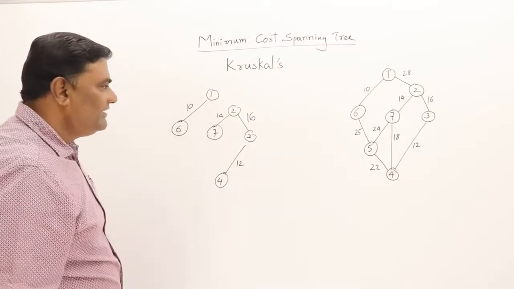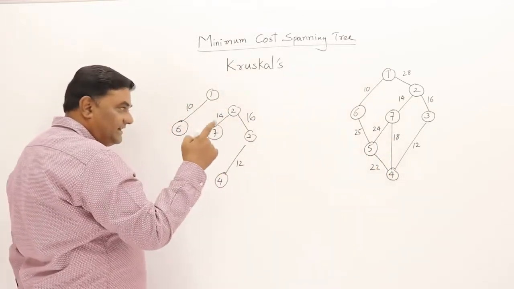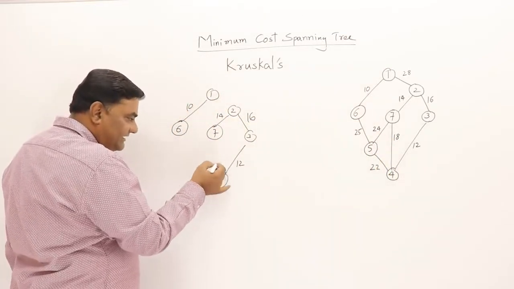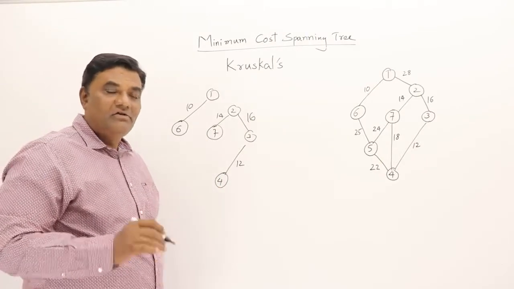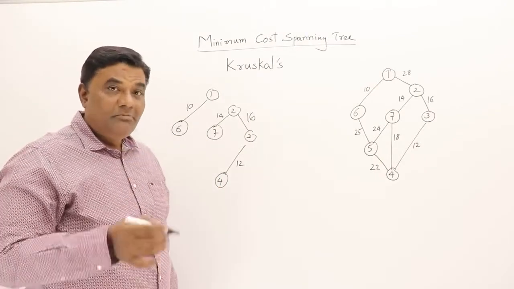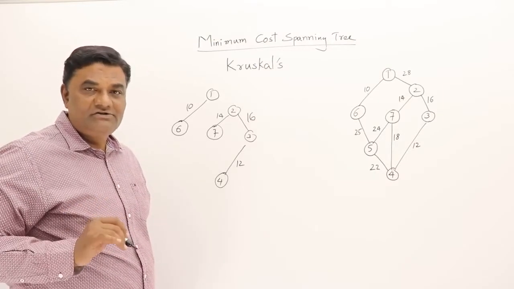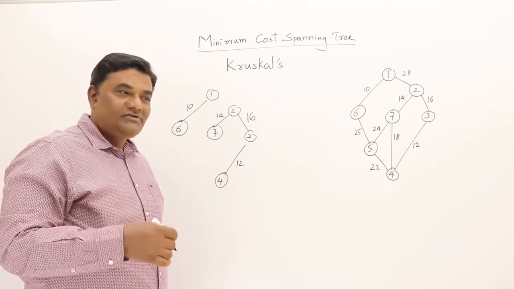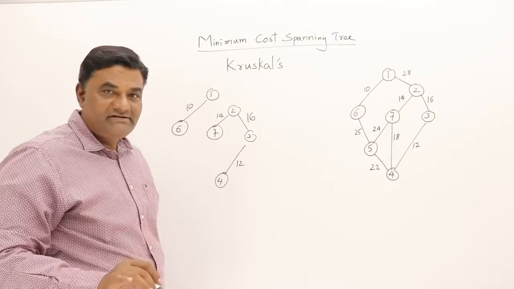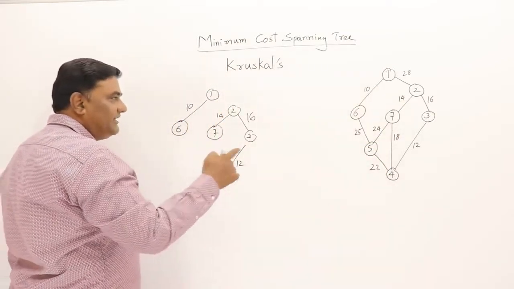And after this, the next minimum edge is 7 to 4, but that is 18. If I select that, it will form a cycle. Kruskal's method says that always select a minimum cost edge, but if it is forming a cycle, don't include it in the solution. Discard that edge. So always select such that it is not forming a cycle. If I include 4 to 7, it will form a cycle. So next one you check.